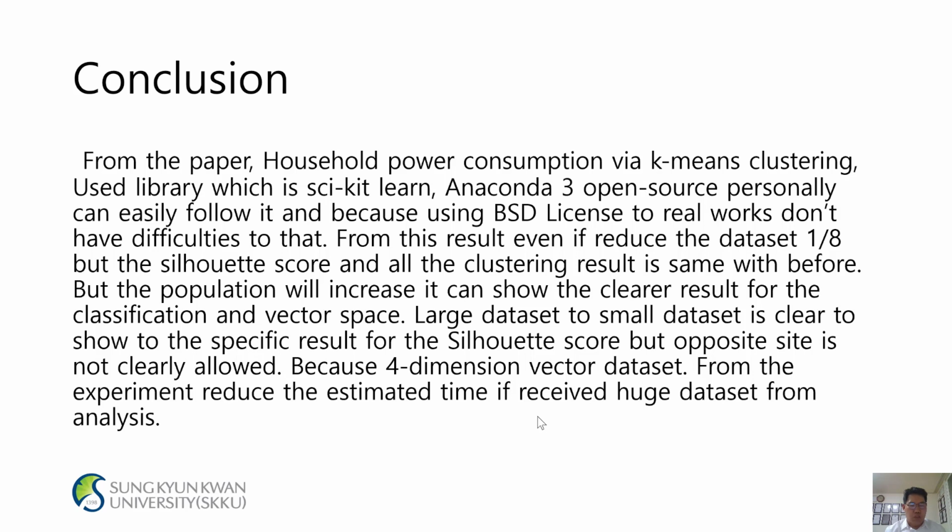But as the population decreases, it can show a clearer result for the classification and vector space. Going from a large dataset to a small dataset clearly shows the specific result for the silhouette score, but the opposite direction is not clear, because the four-dimensional vector dataset from the experiment reduces the estimated time if a huge dataset is received for analysis.